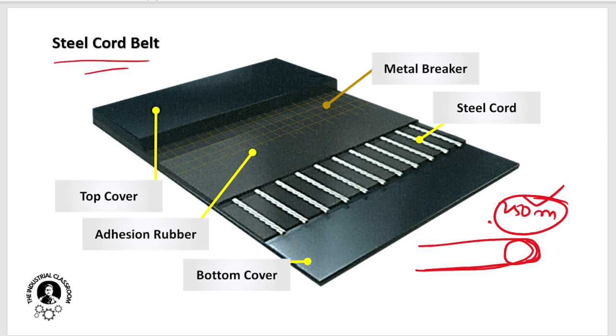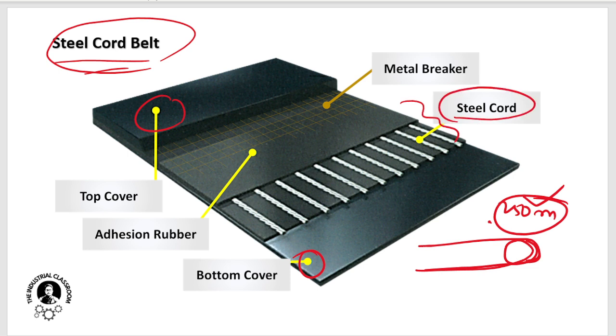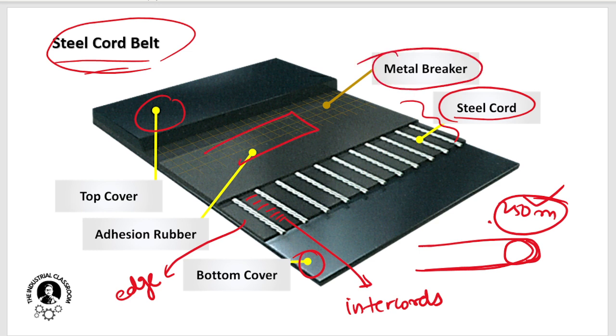So we come to a new topic, which is steel cord belts. Let us learn that they have a top cover and a bottom cover, and in between they have the carcass material, which is the embedded steel cords. This gap between them is called the intercords, right? There is the belt edge, and in some belts we may also find a metal breaker.